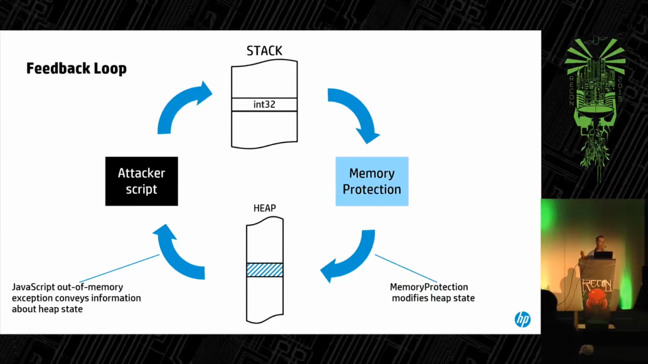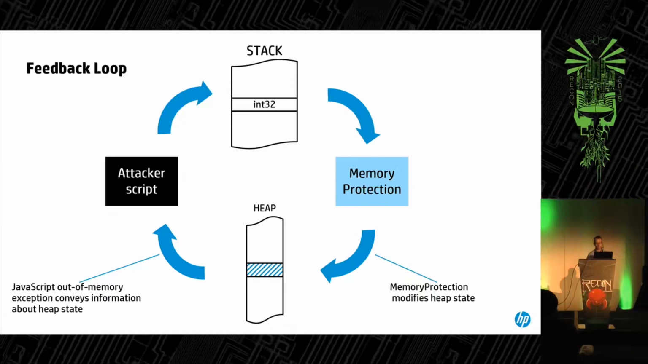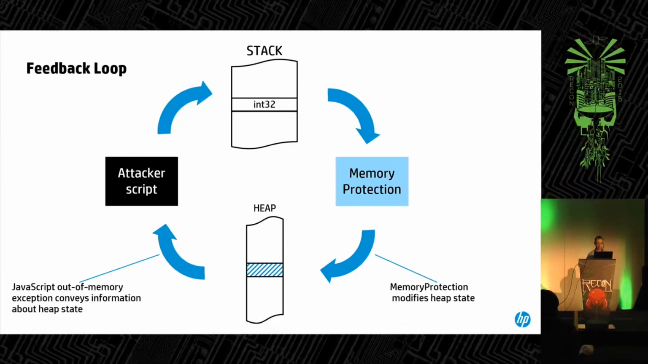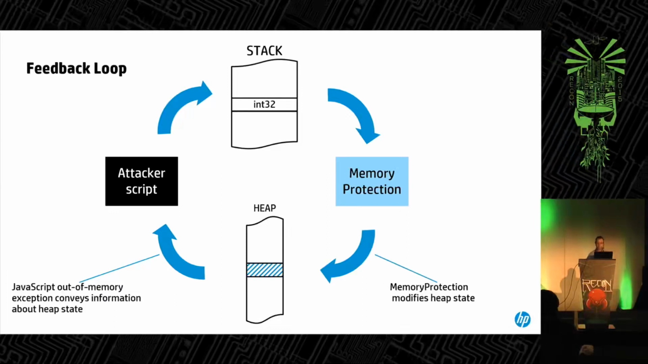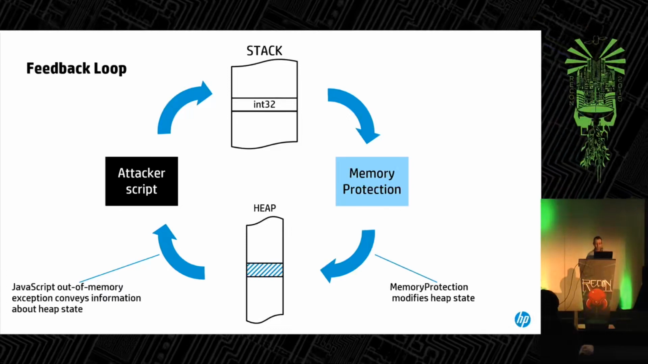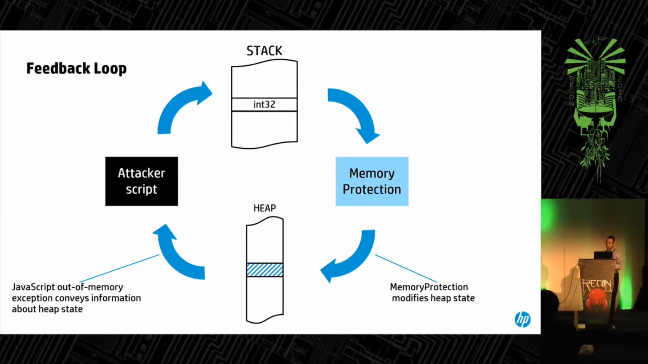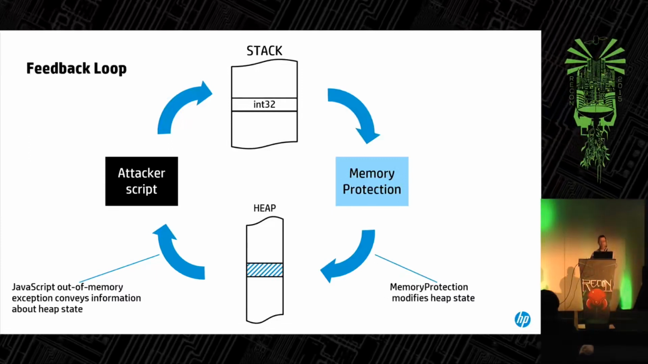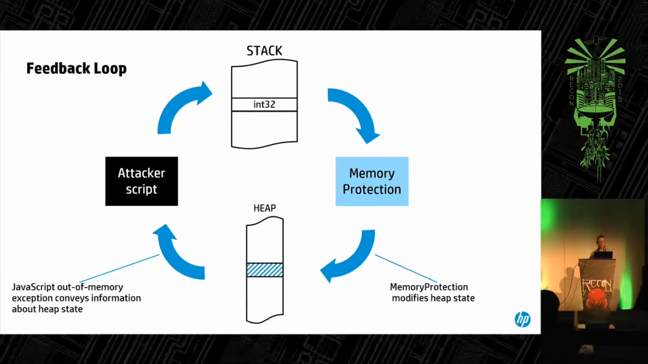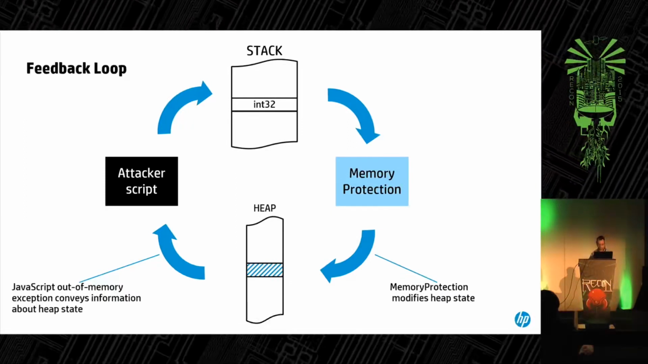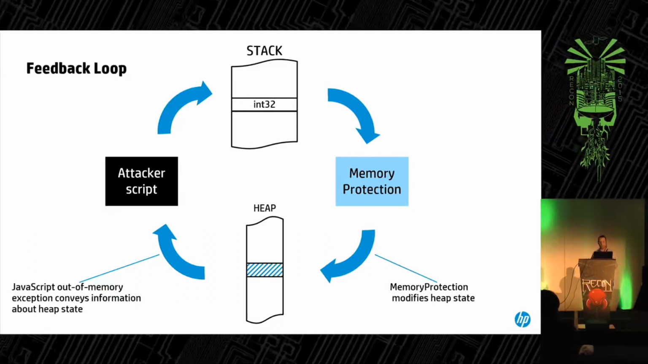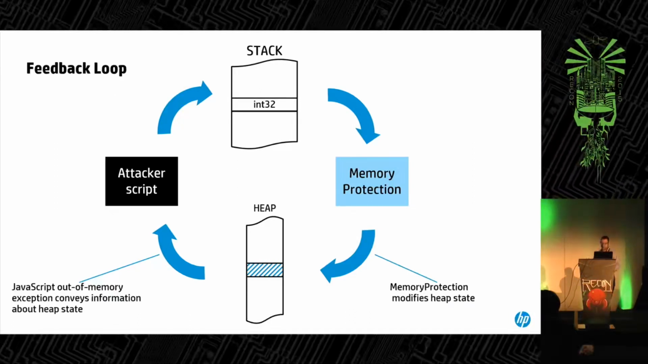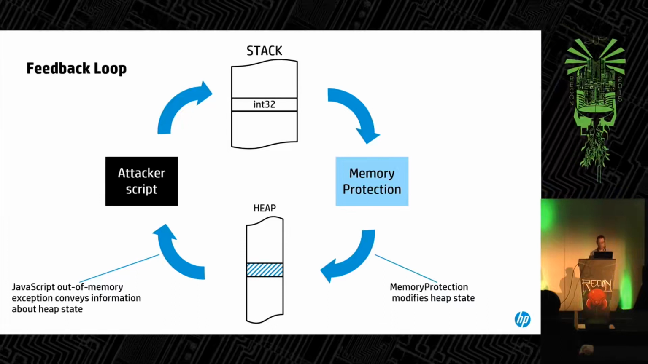So we plant X on the stack as an integer, and then we do something that triggers the reclamation routine. In response, memory protection modifies the heap in a way that's dependent on whether X points within the targeted block. How do we find out how memory protection has responded? We attempt a heap allocation that is designed to either succeed or fail depending on what memory protection has done to the heap. Then, by checking for the presence or absence of an out-of-memory exception, we can make a deduction about how memory protection has behaved, and then this reveals the answer to whether X falls within the targeted block of memory.